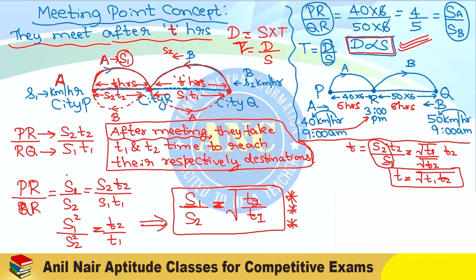And if A has to meet B at some point, from the starting point till the meeting point, how much time did A take? He has taken a time of T hours, and that T is proved as root of T1 into T2. Similarly, from the starting point of B till the meeting point, how much time has B taken? He has also taken time of T hours, and that T is once again given as root of T1 into T2. I hope you are super clear with the concept.